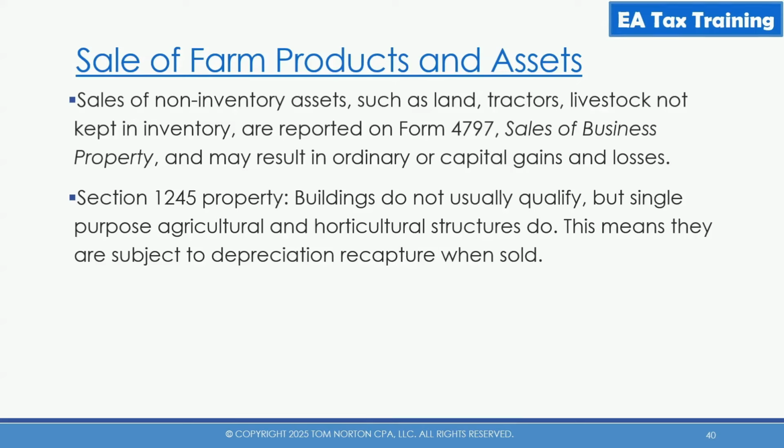Do note that those single purpose agricultural and horticultural structures that we saw that have the 10-year recovery period, they are actually considered 1245 property. Remember, in general, 1250 property is real property and 1245 property is personal property, but this is one of the exceptions. These buildings are considered Section 1245 property, which means, if you'll remember, they are subject to depreciation recapture when they are sold.